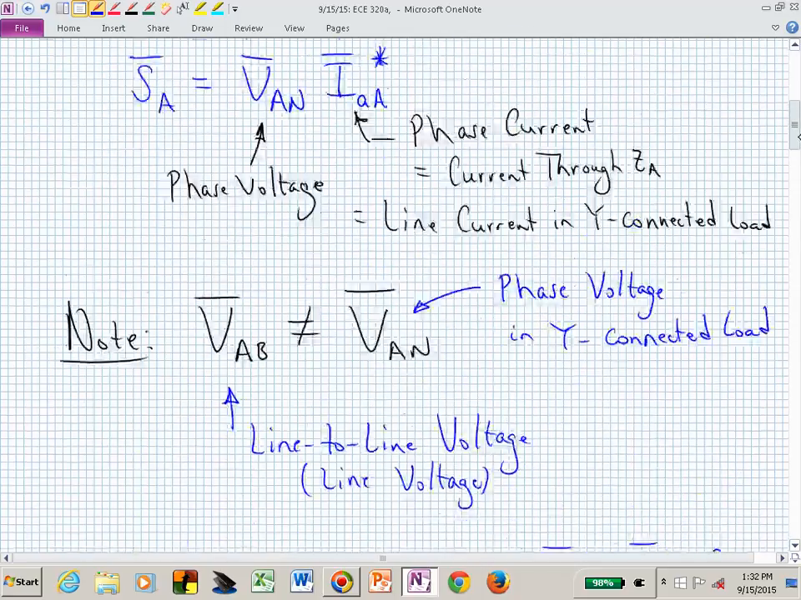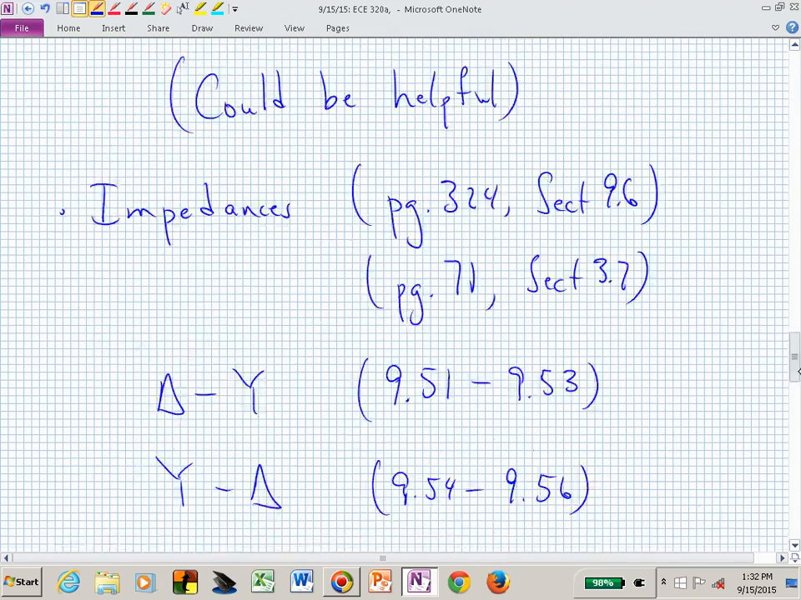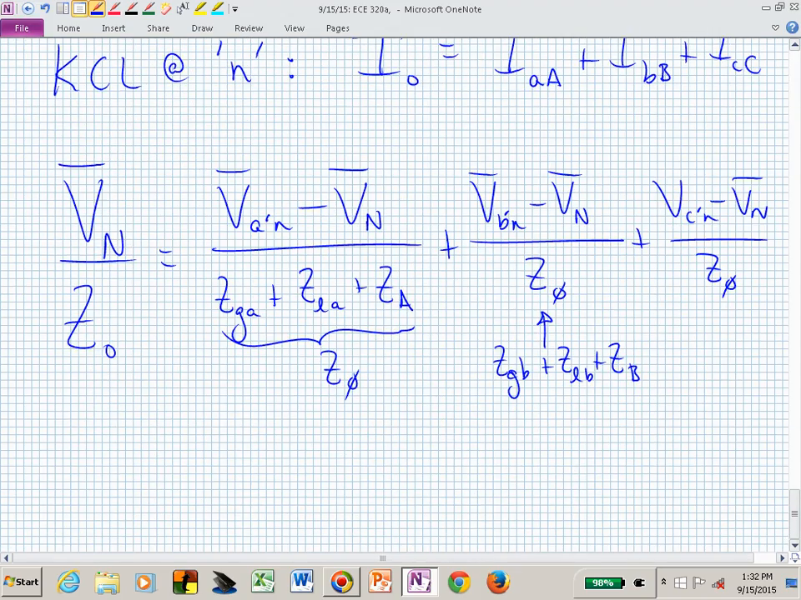So now I need to make my current I sub AA positive going from left to right. If I sub AA is going from left to right, I need A prime to be at a higher potential than capital N. So I need to subtract capital V sub N from V sub A prime N. Is that okay? The way that I've labeled that, hopefully it's consistent. Now I want my voltage from A prime to capital N, and that I represented as V sub A prime N minus V sub N.